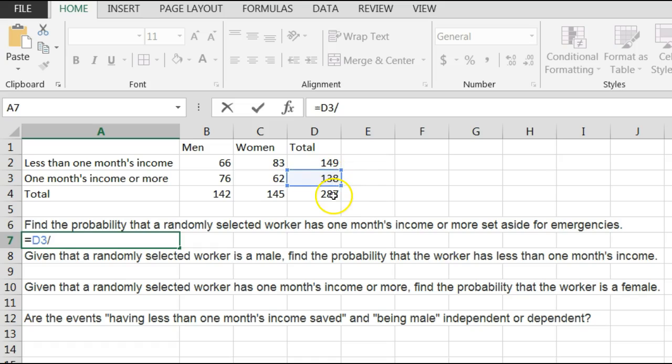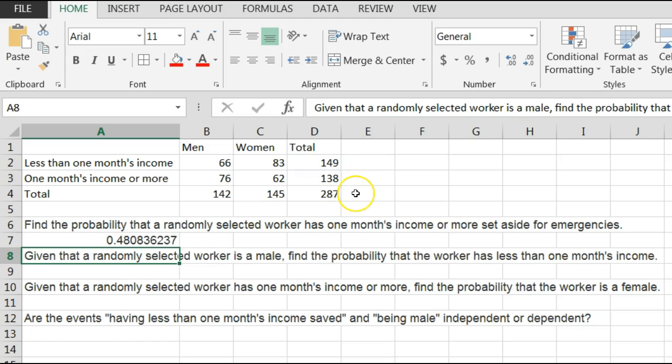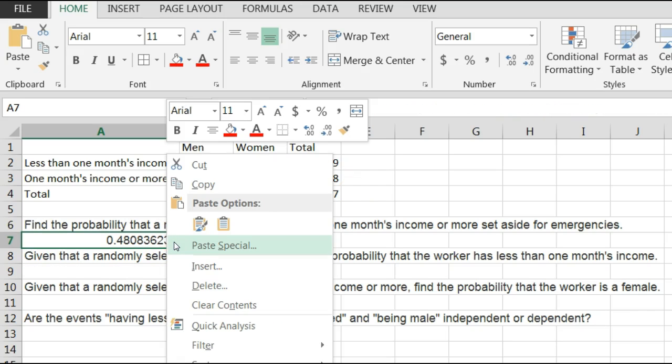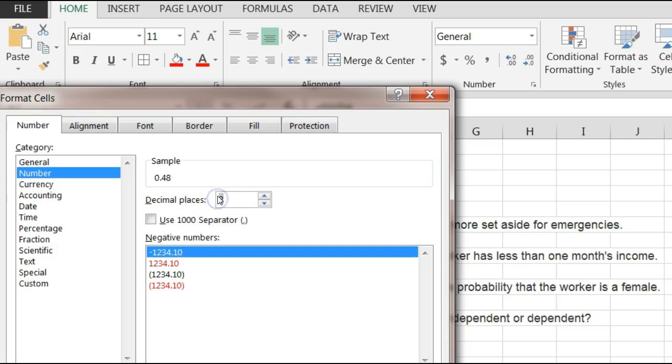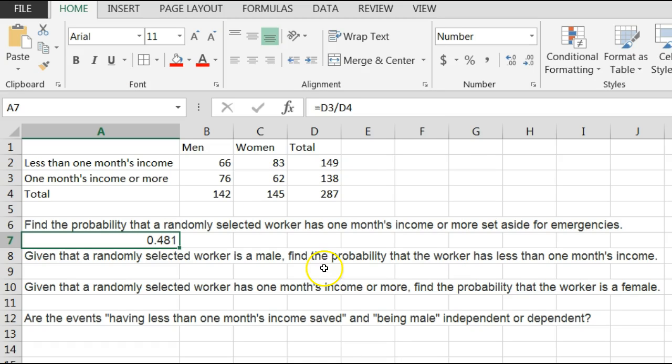Notice on this one they didn't give any other instructions. There wasn't a given that. They just want the probability of randomly selecting someone who has 1 month's income or more set aside out of the total. So 138 over 287 would be 0.4808. Let's round that to 3 decimal places. Format cells, number, there we go, 0.481.